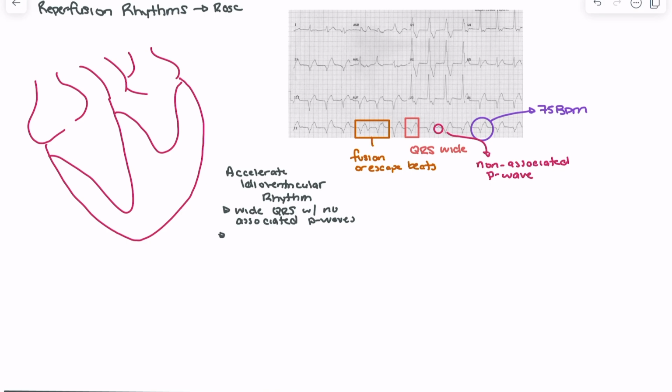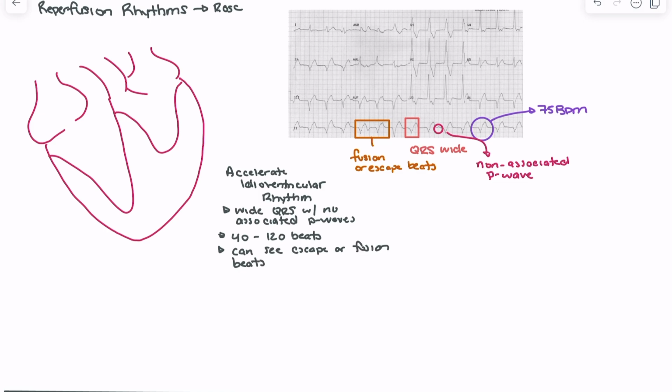So accelerated idioventricular rhythm is considered basically anything that's wide with no associated P waves between 40 and 120 beats per minute. So over that 120, that's typically when we're going to see our VTAC. And what's important to recognize is that the presence of fusion beats or escape beats is not going to be a pertinent negative for accelerated idioventricular. So we can see escape beats or fusion beats.